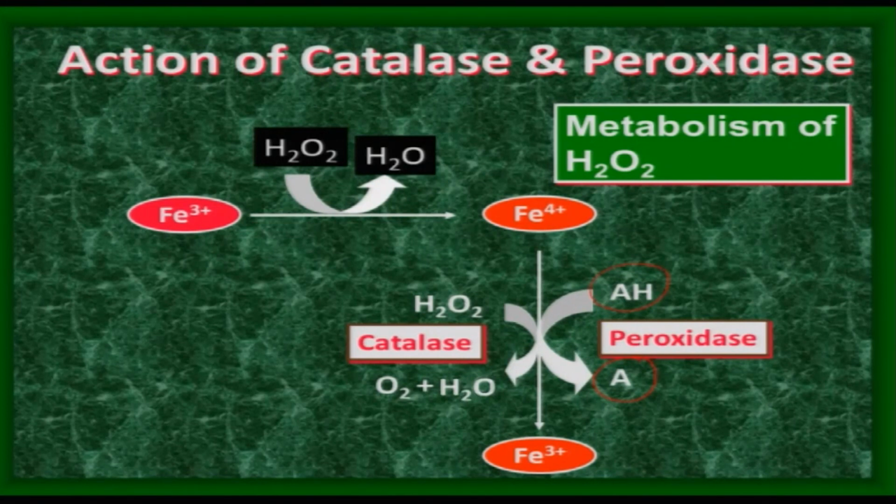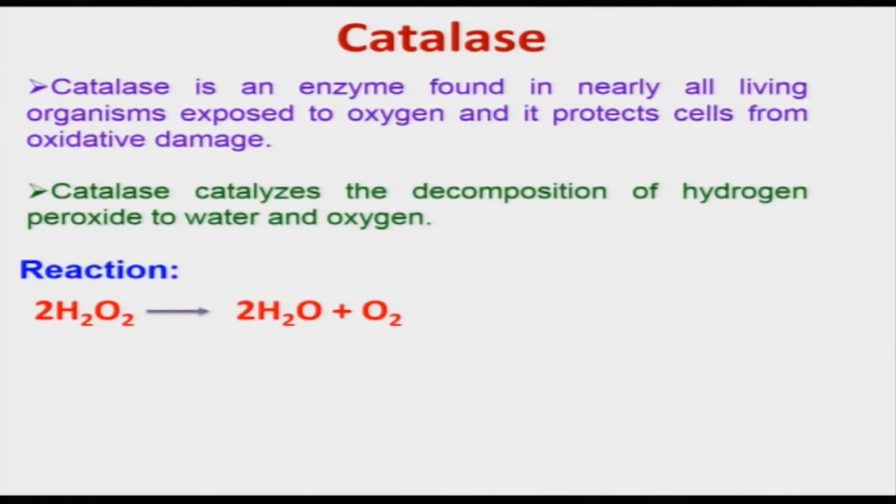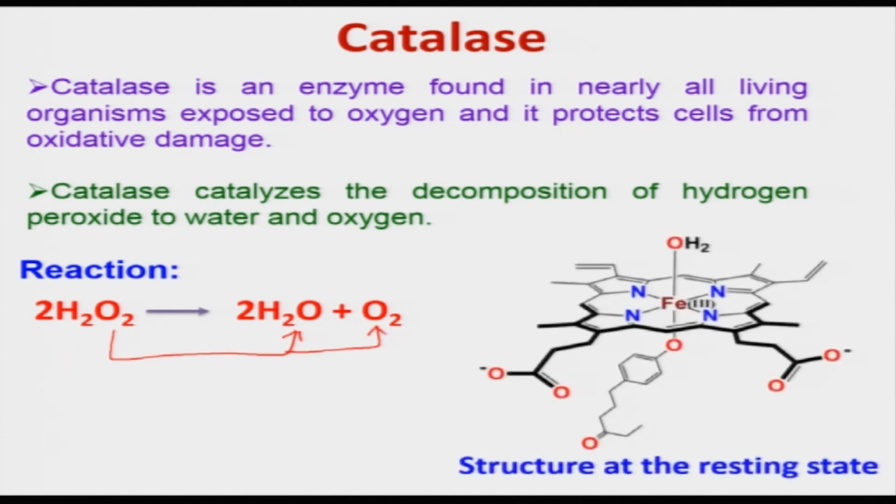Now, let us discuss one by one in great detail. Catalase is an enzyme found in nearly all living organisms exposed to oxygen, and it protects cells from oxidative damage. Catalase catalyzes the decomposition of hydrogen peroxide to water and oxygen. As one can see, hydrogen peroxide is converted to water and also dioxygen, and the enzyme catalase which is responsible for this transformation is shown here.